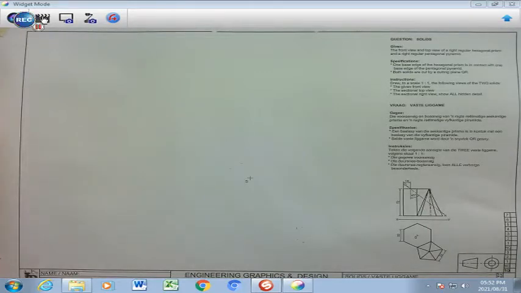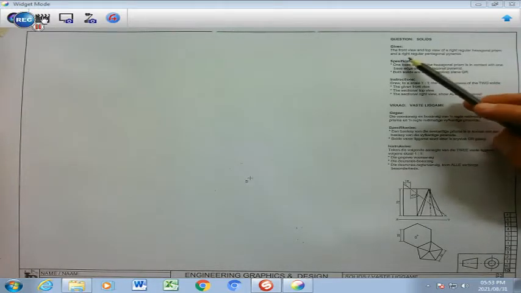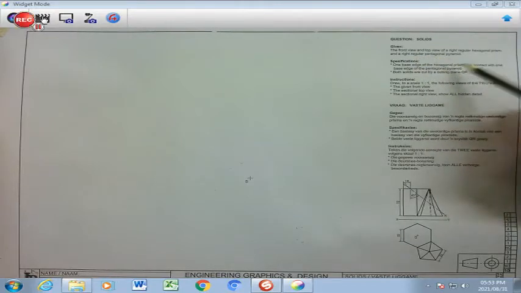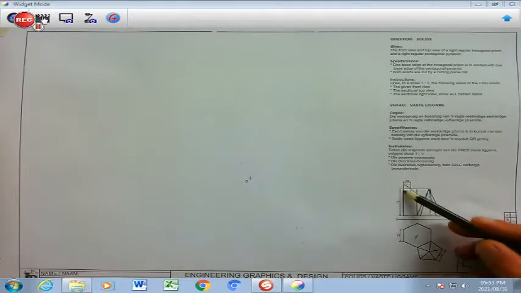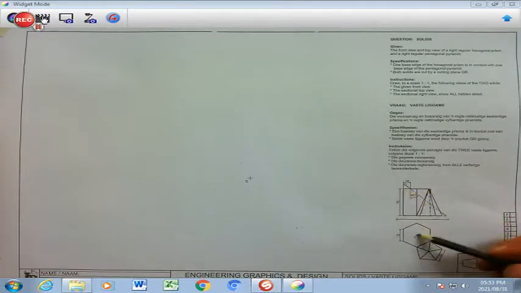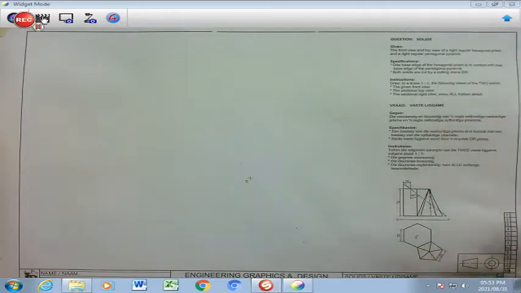Grade 11s, we are now entering a very complex area of solid drawings, of which we are going to be dealing with two types of solids. So what is given to us right here on top, if you read your instructions very carefully, is a front view and a top view of a right regular hexagonal prism, which is this that you see here. It's a prism. That is that shape there. And you have a right regular pentagonal pyramid, which is that shape over here.